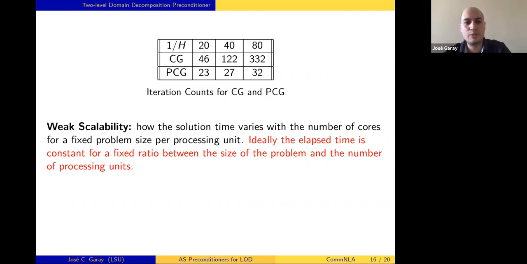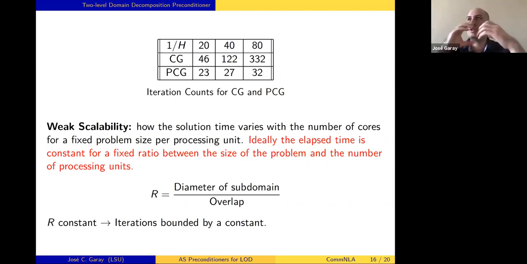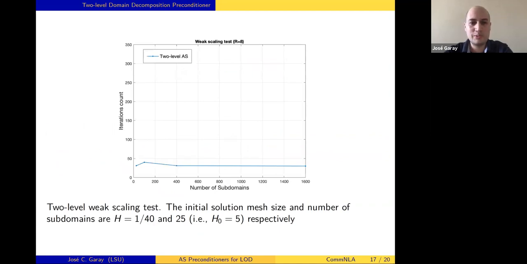As a way of measuring the size of these local problems, we define this quantity, which is the ratio between the diameter of the subdomain and the overlap. If we keep R constant, meaning we keep the local size constant, then the iterations will be bounded by a constant. And in our experiments, we actually observe this result.